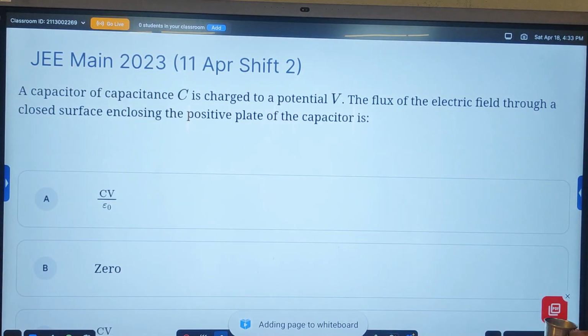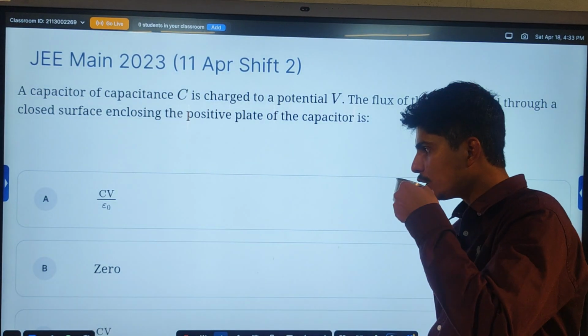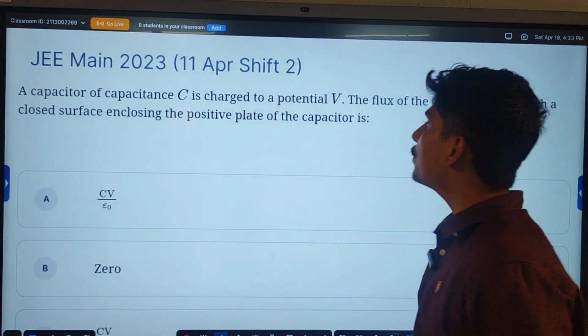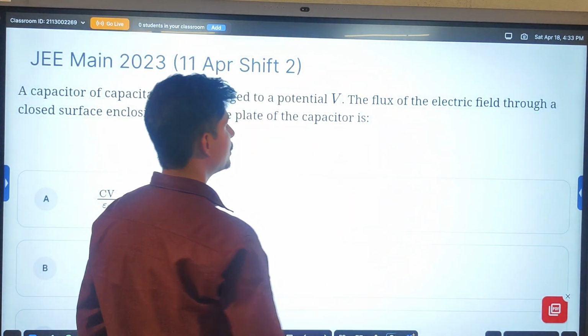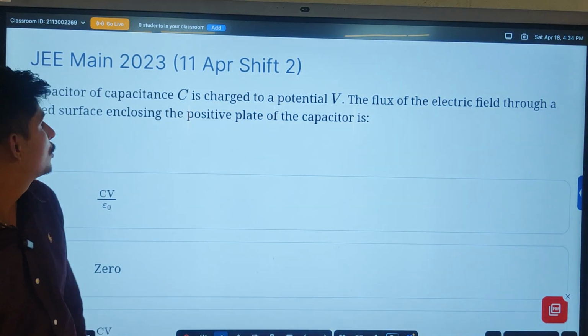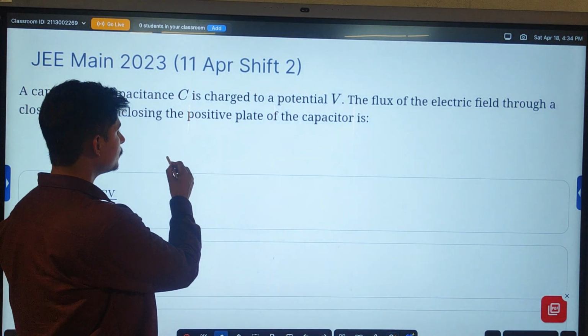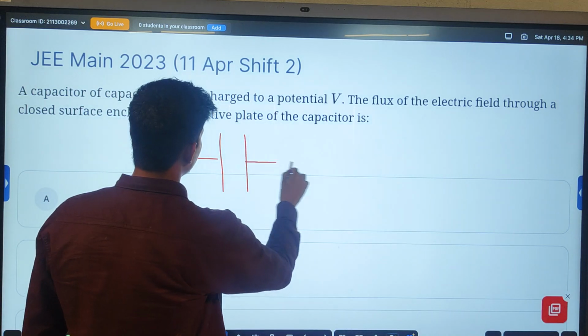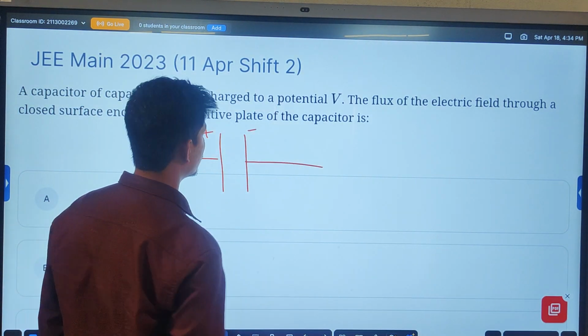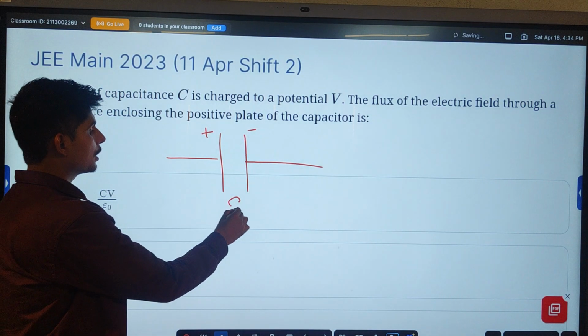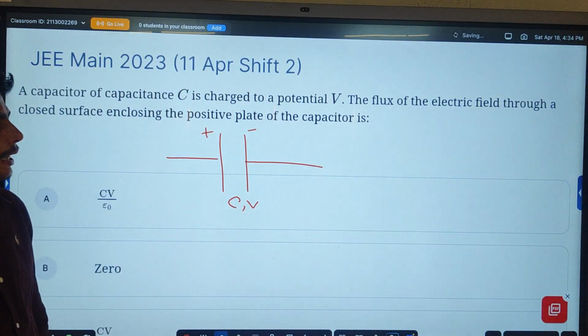Now coming to the next question. A capacitor of capacitance C is charged to a potential V. The flux of the electric field through a closed surface enclosing the positive plate is? These are the plates of the capacitor, this one is positive, this one is negative. The capacitor of capacitance C is charged to potential V. You have to write the flux.